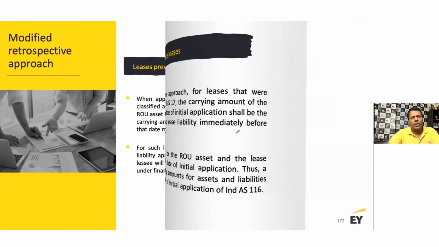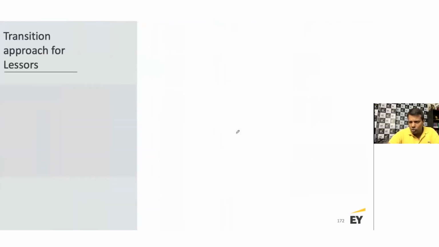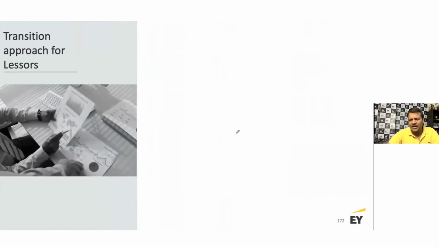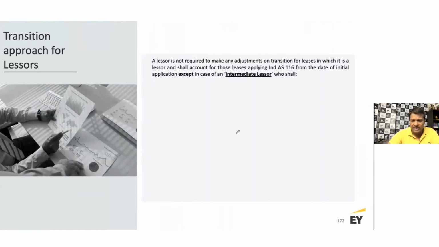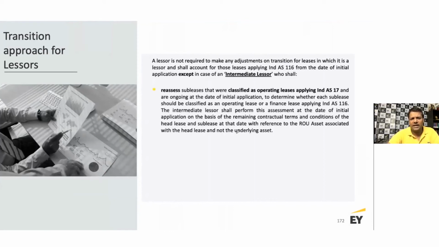Now, when you look at it from a lessor perspective, there is substantially no impact on transition. Other than that, you apply on a prospective basis the straight lining of lease rental, which we talked about. You're not required to make any adjustment on transition for a lease where you are a lessor, and you account for those leases under Ind AS 116.